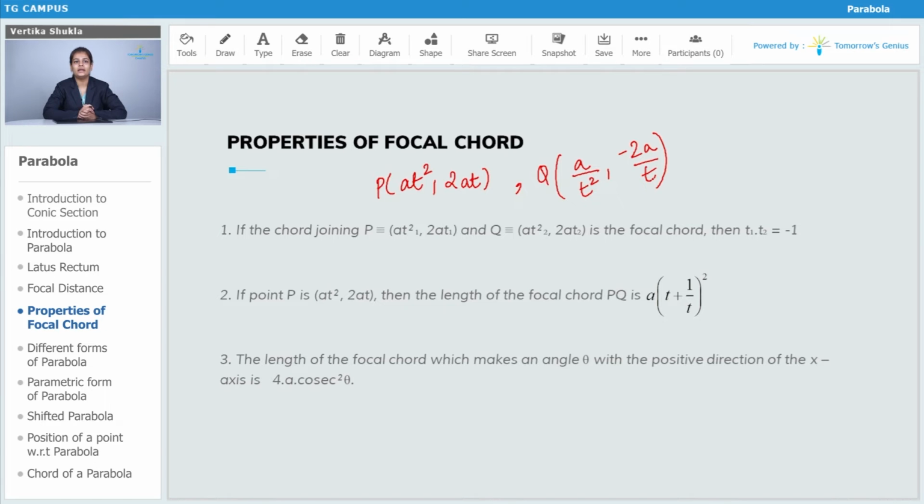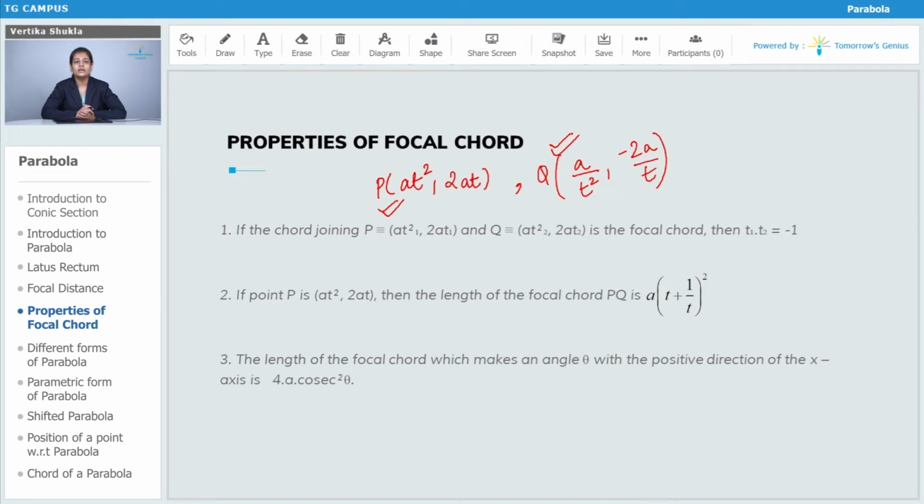The second property is that if the point P is (at square, 2at), then the length of the focal chord PQ will become a into (t plus 1 by t) whole square. This is the length of the focal chord PQ, where P point is this, so the Q point will become this.